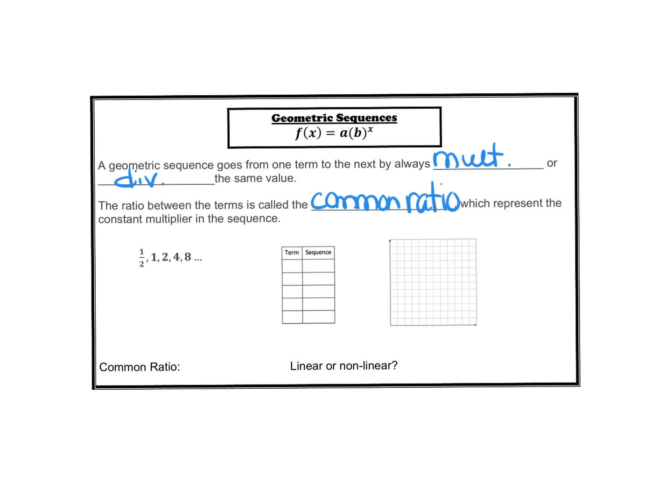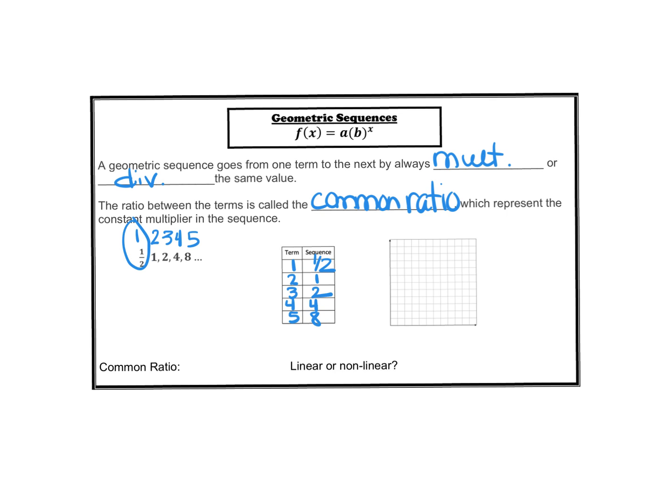All right, so let's take a look at this here. We've got these terms that we're going to fill in this table and then we'll put it on the graph. What we have here is our first term, our second term, our third term, our fourth term, and our fifth term. And so we're just going to put them into our table. The first term is 1/2. The second term is 1. The third term is 2. The fourth term is 4. And the fifth term is 8.